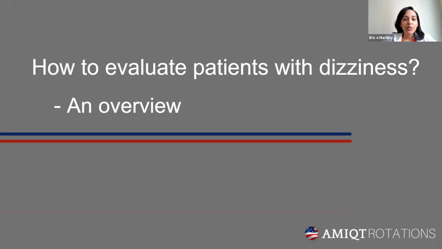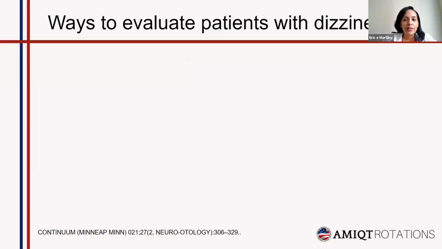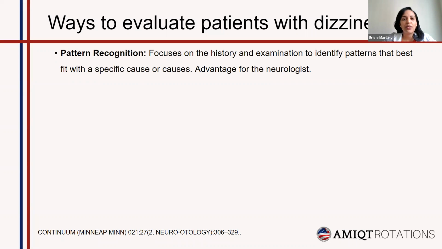So how can we actually evaluate this patient? How can we do it? I'm going to start with a very fast overview. There are 4 different ways to evaluate a patient with dizziness. The first one is pattern recognition. It's basically focusing on the history and examination to identify patterns that best fit with a specific cause or causes. It's usually an advantage for neurologists, especially because neurologists do it every day, right? But the only problem is that it takes time to take the history and do the full examination, and at the same time, time to get experience, so we as physicians develop this mental pattern recognition.